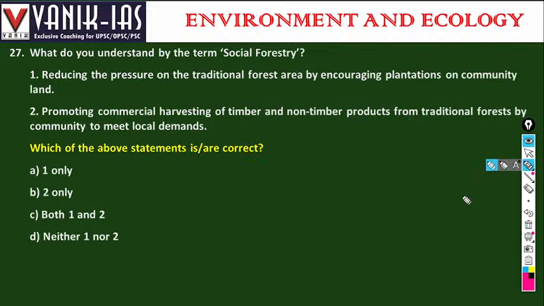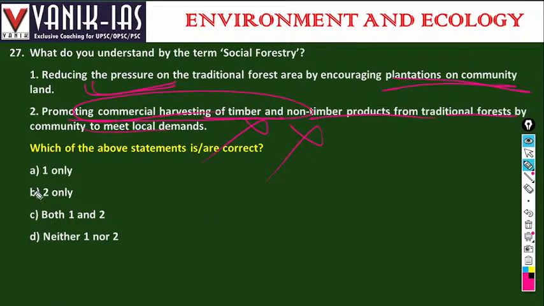Then what is social forestry? Community forestry. Social forestry reduces the pressure on traditional forest area by encouraging plantations on community land, that is social forestry. First is right. Promoting commercial harvesting of timber and non-timber products from traditional forest by community. No, this is wrong. This is not social, it is commercial. So only the first statement is right.